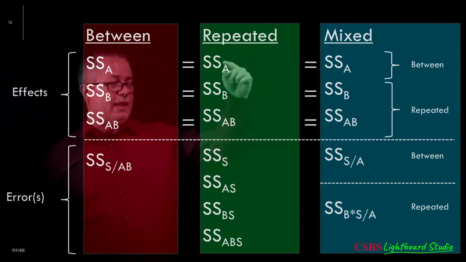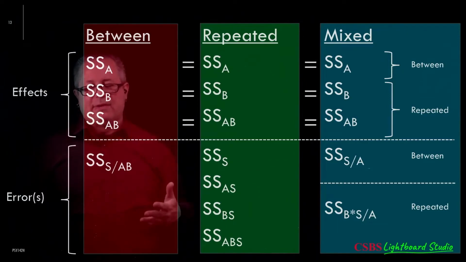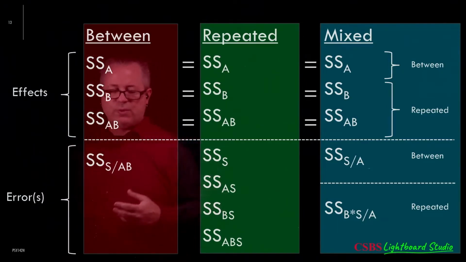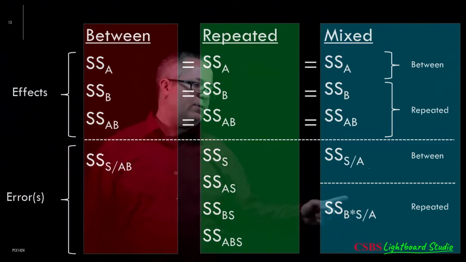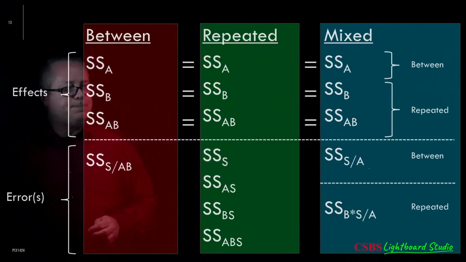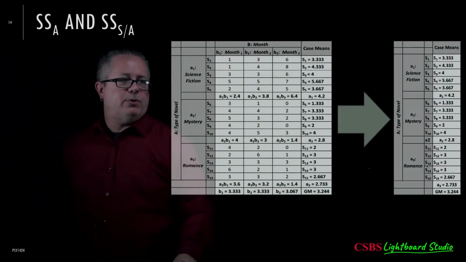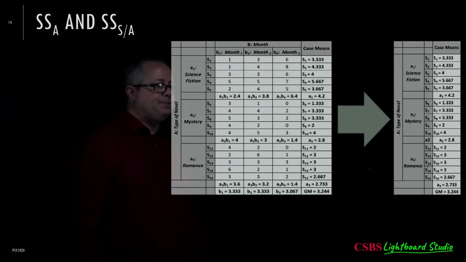Here, at least, A gets A by S, B gets B by S, and A by B gets A by B by S. It's like everything has its own error term and everything just goes with it. When you get to a mixed design, this one error term now applies to both B and A by B because B is the repeated measures. In order to do A and S within A, we really don't need all this data.